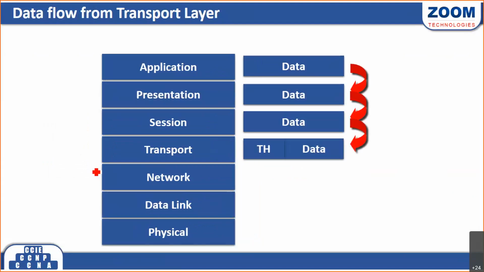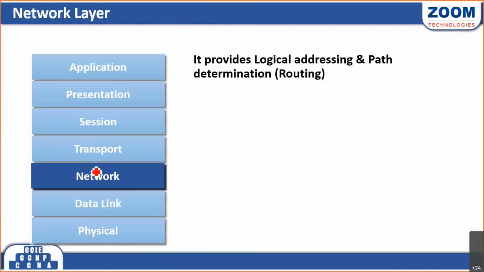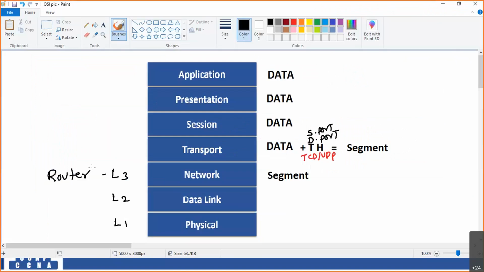So transport headers plus data is a segment. Next layer is the network layer. It provides logical addressing, IP addressing, and path determination, which means routing. The network layer has two protocols.